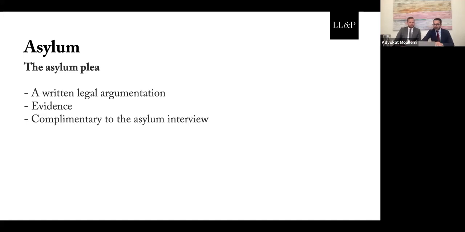Great. So after the interview, you have the asylum plea, which is a written legal argumentation written by a lawyer. That is why it is important that after the oral interview, you have the meeting with the lawyer, and at the latest at that meeting, you need to provide the evidence to your lawyer so he or she can submit it along with the asylum plea to the migration agency.